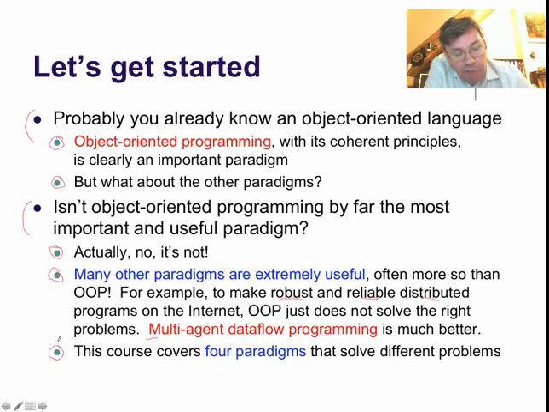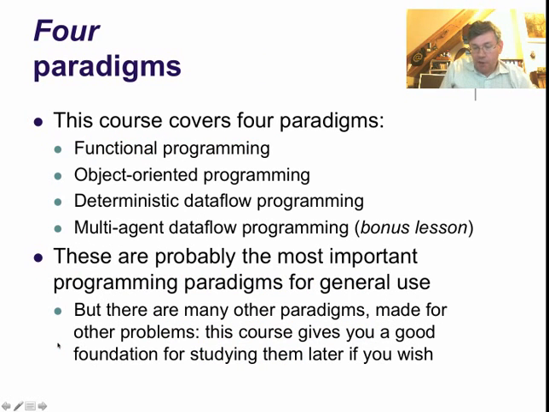So in this course, we will cover 4 paradigms that are quite different and solve different problems. The 4 paradigms are functional programming, object-oriented programming, deterministic data flow programming, the simplest form of concurrency, and multi-agent programming, which is in fact a bonus lesson because this lesson was not mentioned in the original video. But after discussion with my colleagues, we decided this one is so nice that it would be really a shame not to put it in, because in our view it's the best one for doing general purpose concurrent programming. So we put it in.